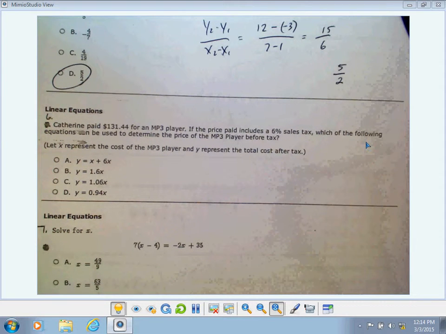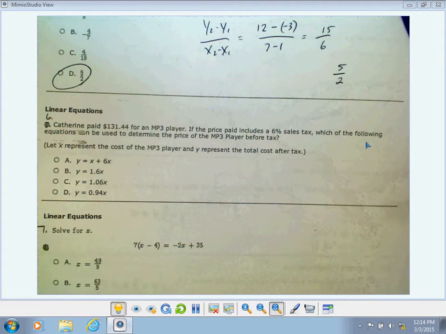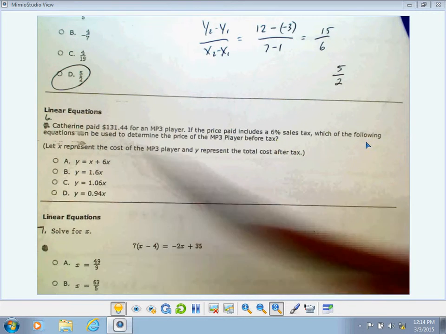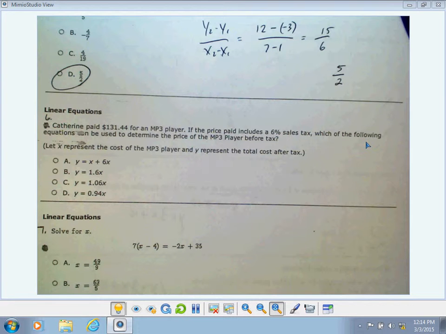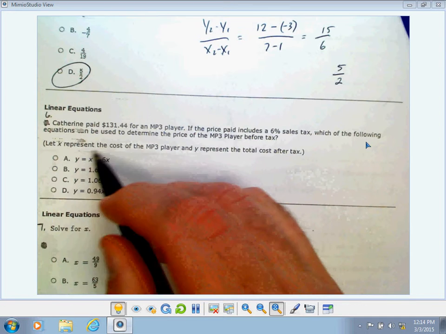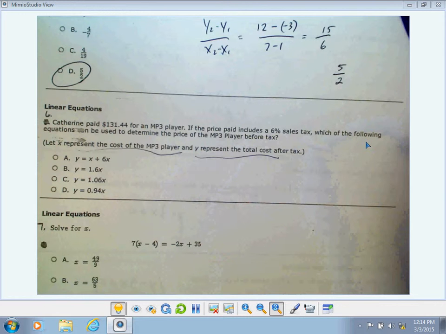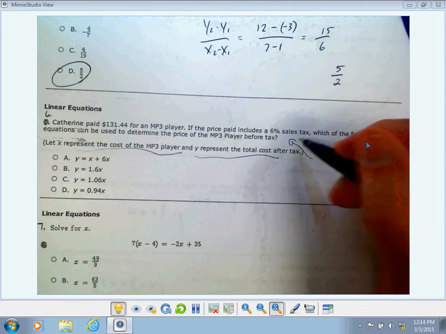Okay, so let's look at number 6. This is a different thing. These are linear equations where you might have to solve them or you might have to write one. We'll see. So it says Catherine paid $131.44 for an MP3 player. If the price includes a 6% sales tax, so that's included in that dollar amount, which of the following equations can be used to determine the price of the MP3 player before tax? Okay, and then it says x is the cost of the MP3 player and y represents the total cost including the tax.